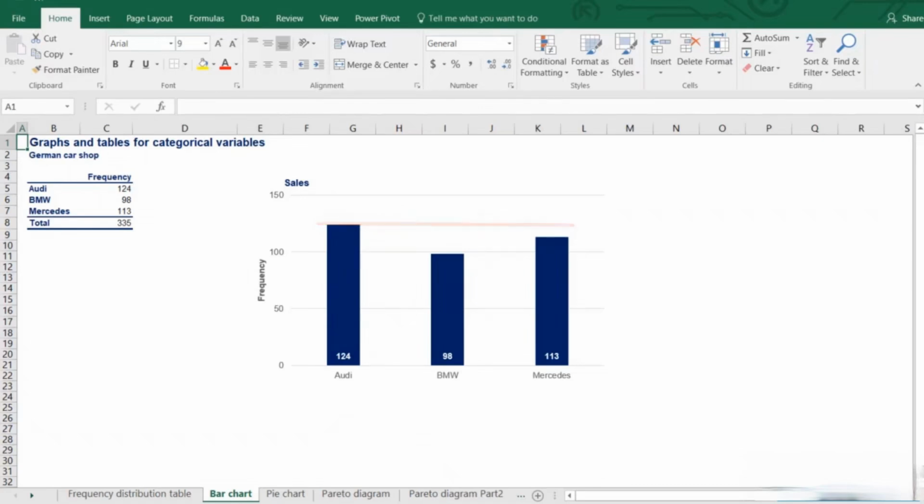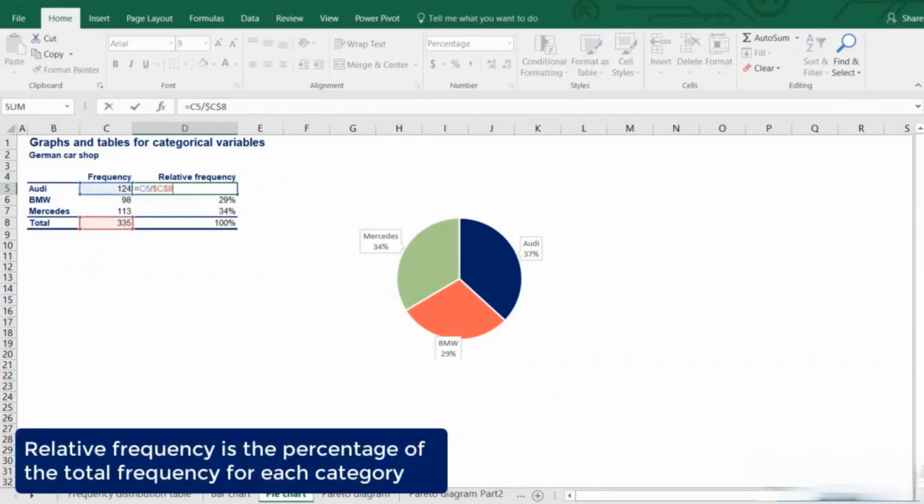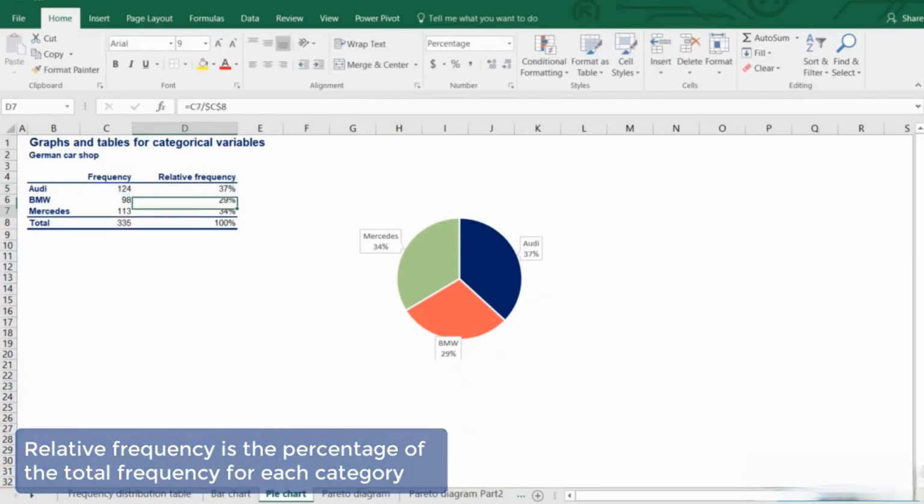Okay, let's represent the same data as a pie chart. In order to build one, we need to calculate what percentage of the total each brand represents. In statistics, this is known as relative frequency. Naturally, all relative frequencies add up to 100%.